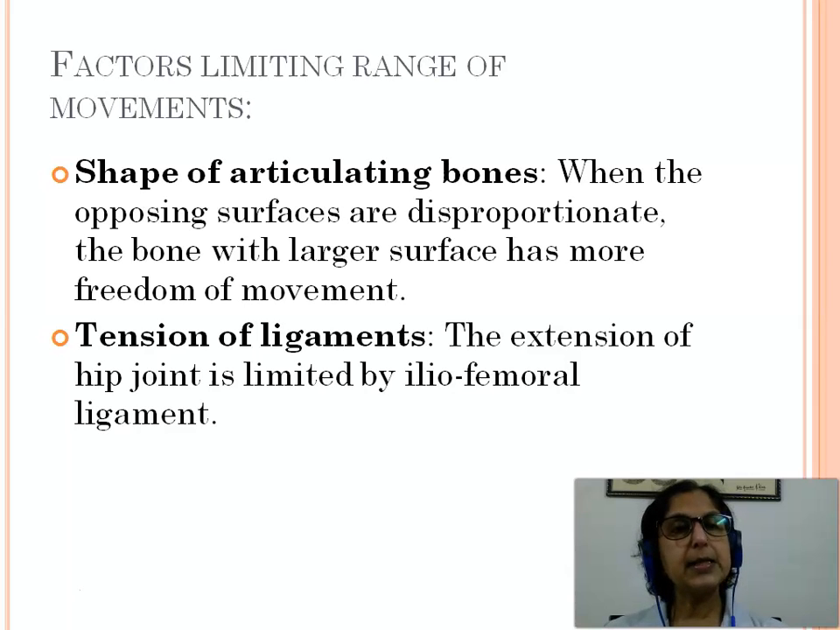Next is the tension of ligaments. Ligaments permit desirable movements and prevent undesirable movements. So, the extension of the hip joint is limited by stretch or tension in the iliofemoral ligament. So ligaments here are limiting the movements. They are permitting desirable movements and they are preventing undesirable movements.